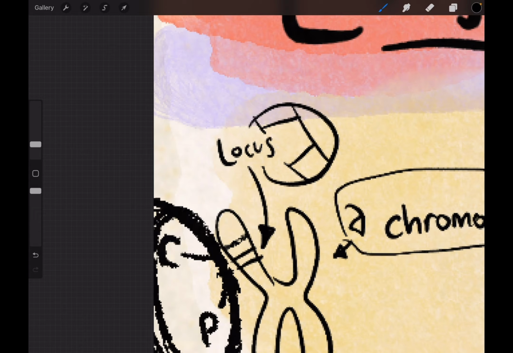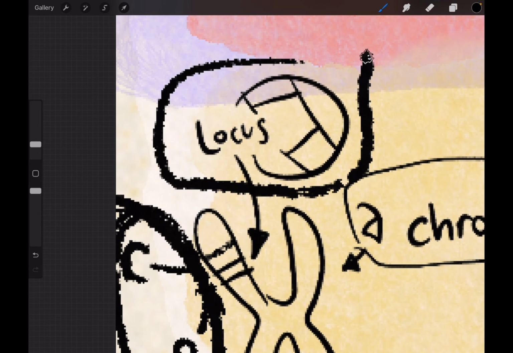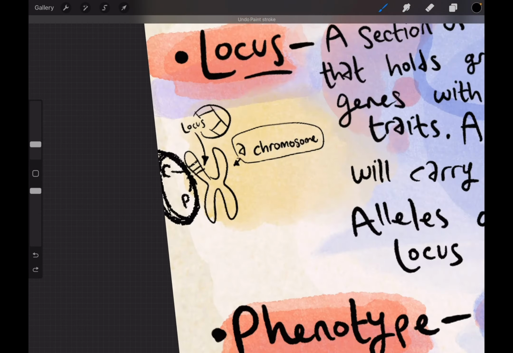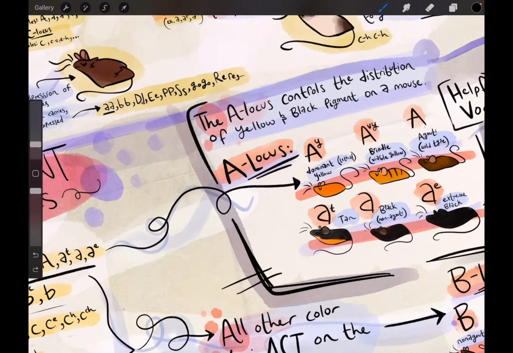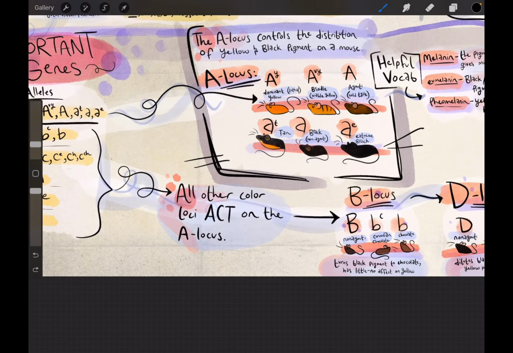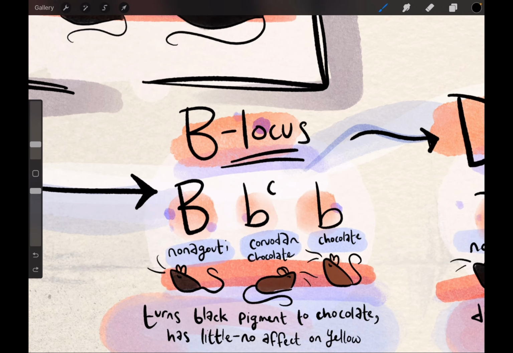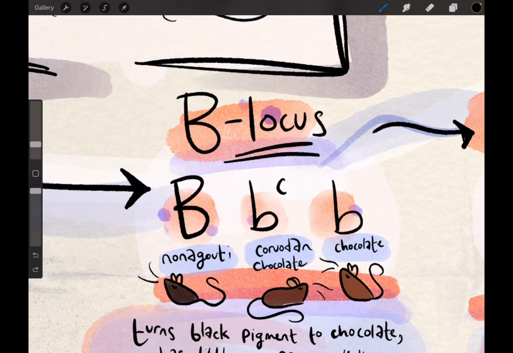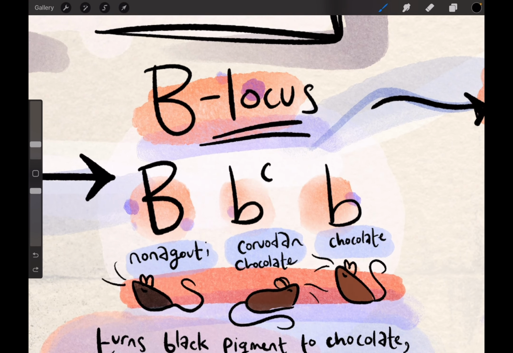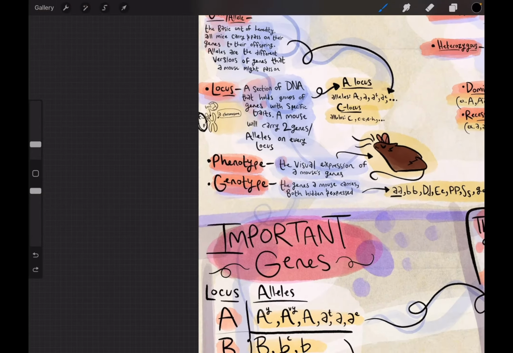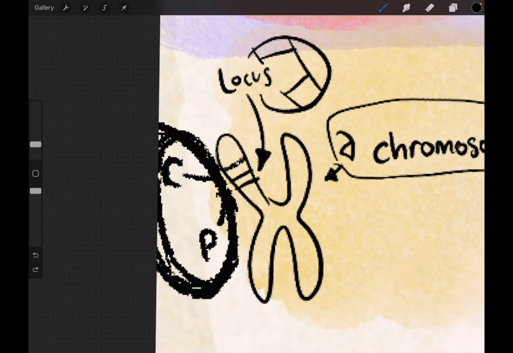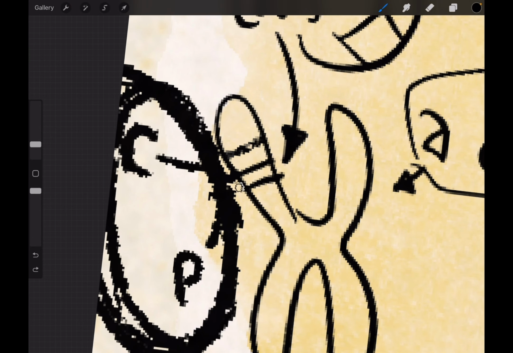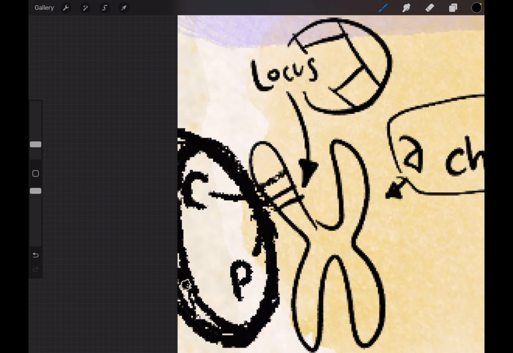Most of the time, loci are independent. So it doesn't matter what you inherit on the A locus. It doesn't affect what you'll get on the B locus. Whatever alleles the parents have, they'll just pass on whichever. But when you have linkage like this, they actually do influence each other. And your brain might be exploding a little bit.